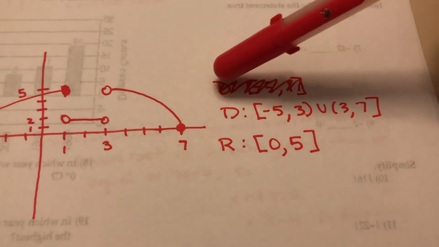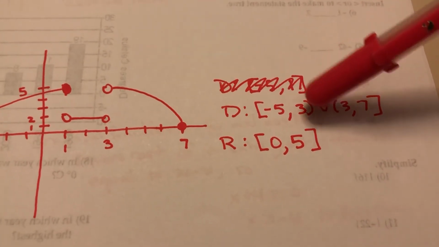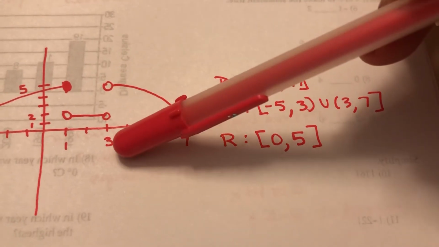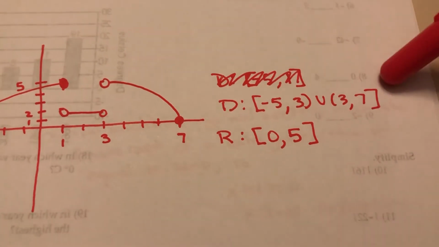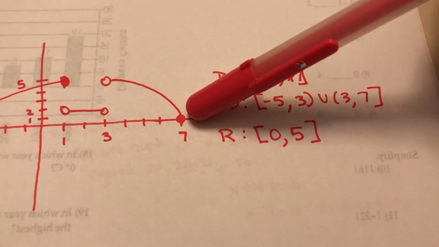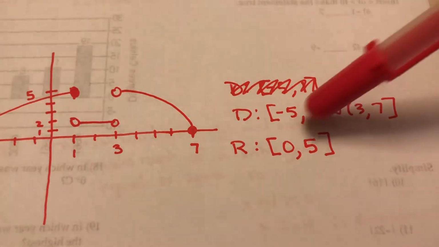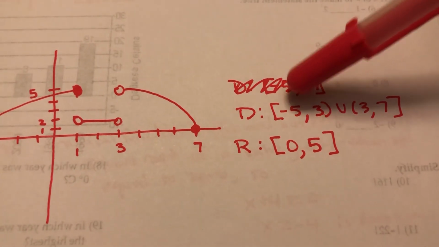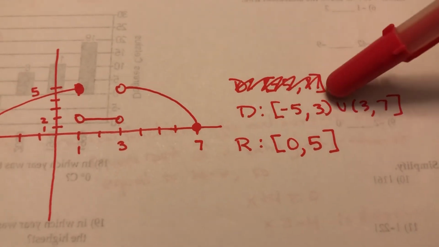So what that means is my domain will be from -5 to 3. Again, I have to use the parentheses because I don't have an actual value at 3. I can get really close to it, but not actually include it. And then from 3 to 7. And I will use those square brackets around the -5 and the 7 because they actually have output values, which means they actually get to be included in the domain. And that's what that bracket means. It means everything up to and including this value. The parenthesis means get really close to this value, but you don't get to include that value.